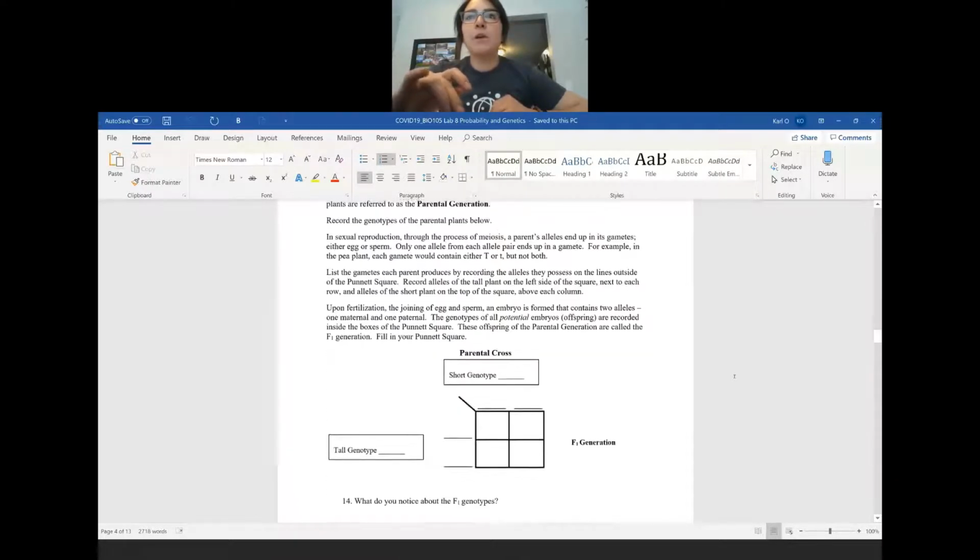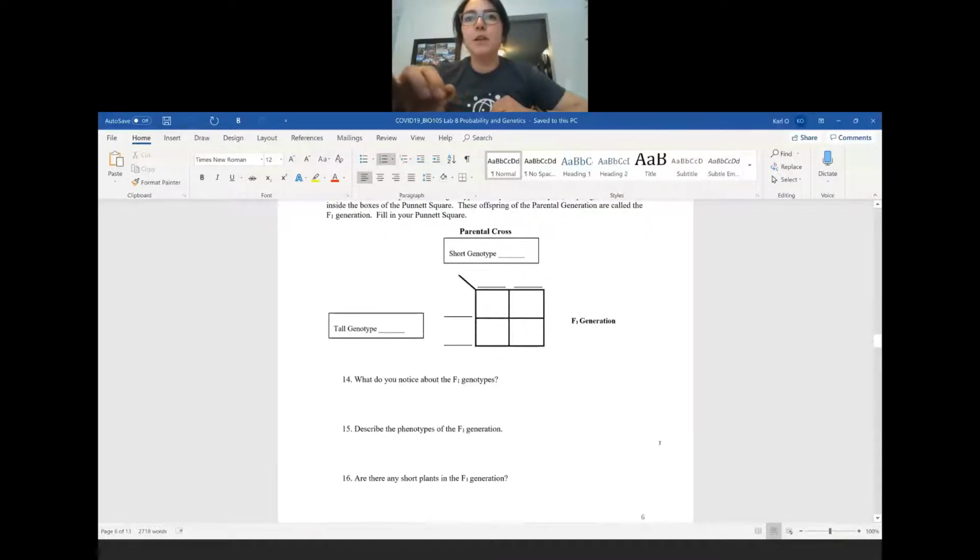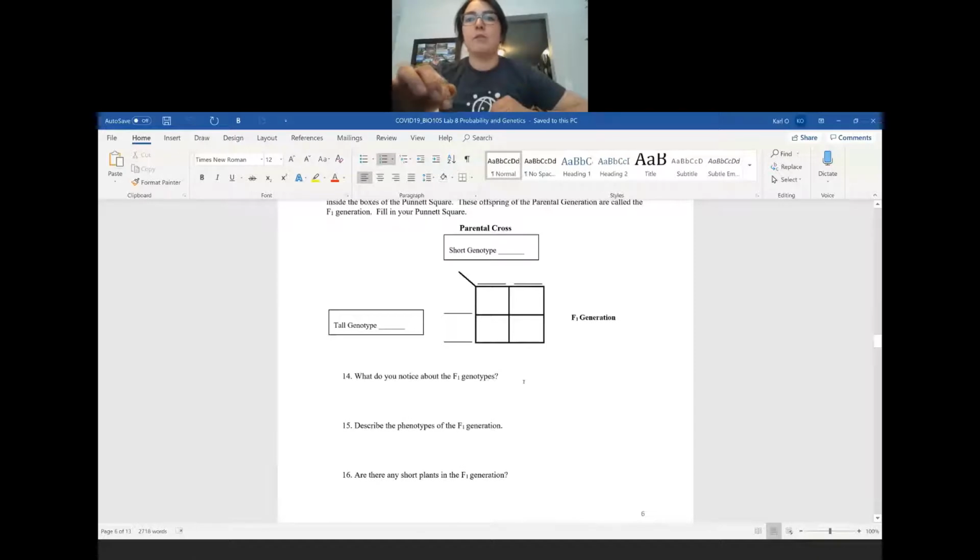So our first Punnett square here, we have our short genotype, which is little t, and then we have our tall genotype, which in this example is big T, so a homozygous dominant and a homozygous recessive. So if we cross those in this Punnett square, all of these boxes, when we fill them in, are going to be heterozygous because we're getting one big T from this individual and then one little t from this individual. So all of those are going to be heterozygous. So the F1 genotypes, all heterozygous.